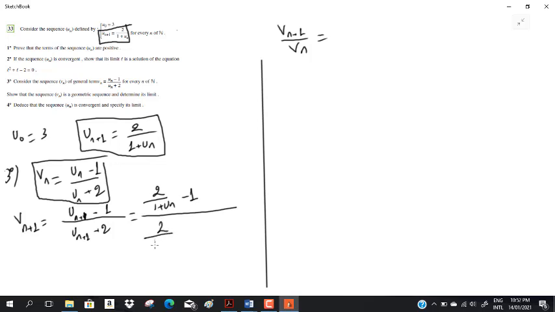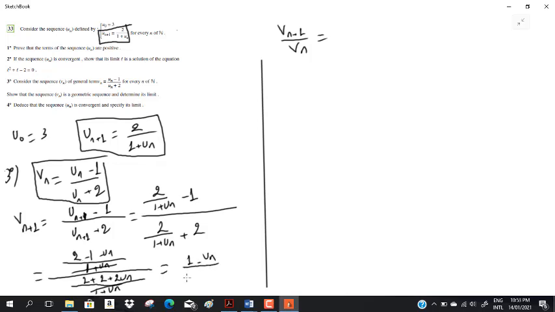So we have 2 over 1 plus un, minus 1, over 2 over 1 plus un, plus 2. In the numerator, I'm going to take 1 plus un as a common denominator. We'll have 2 minus 1 minus un. And in the denominator, we'll have 2 plus 2 plus 2 un. So I'm going to simplify by 1 plus un. I will obtain 1 minus un over 4 plus 2 un.